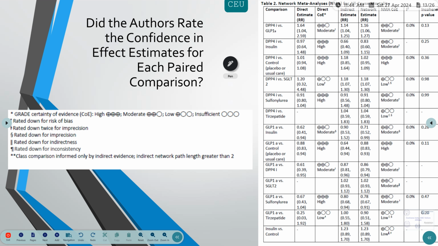If any of these is present, then you get a lower grade. They have done estimates. We see here the direct estimate for DPP4 with GLP-1 agonist, which is our main outcome. The certainty of evidence grading has been done according to the GRADE tool, adequately for all the trials and all the comparisons. There are large tables in the supplementary article.